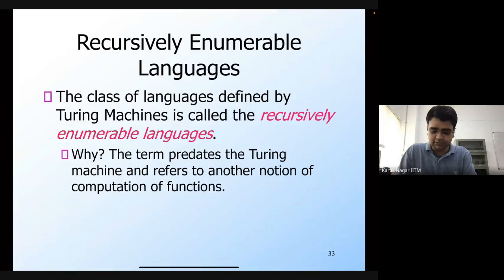So there is this term recursively enumerable. You might wonder why we are using this. What is recursive about this? There is no relation between the terminology and the definition of Turing machine. The term actually predates Turing machine and refers to another notion of computational functions. So there is no direct correlation between the term recursively enumerable and the way the Turing machine is defined.